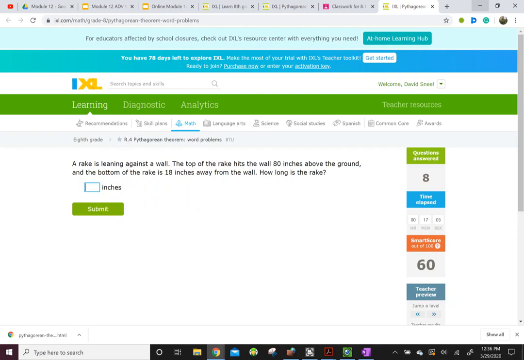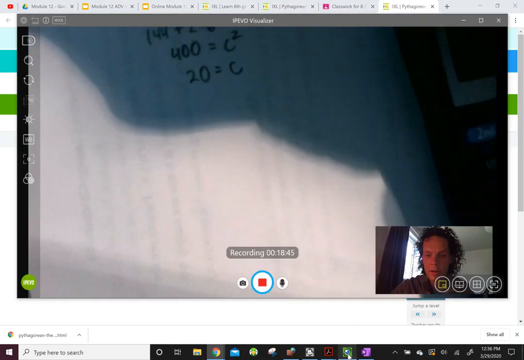It says a rake is leaning against the wall. The top of the rake hits the wall 80 inches above the ground. The bottom of the rake is 12 inches away from the wall. How long is the rake? So I'm going to do this one. I'm going to try down here. Let's see.